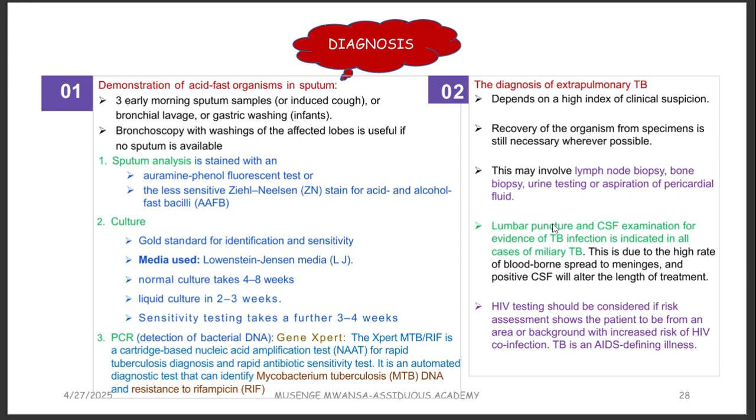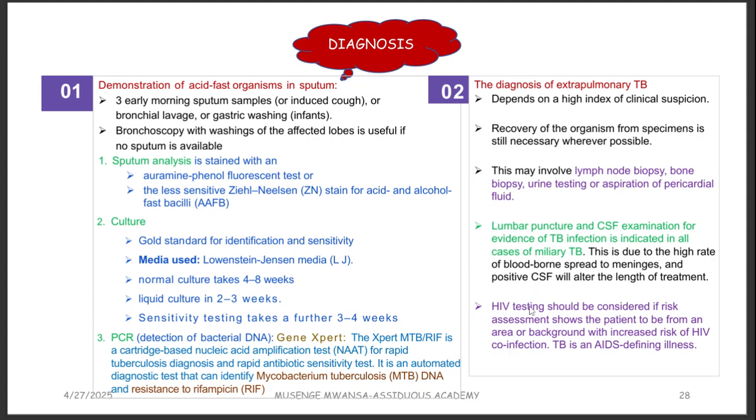A lumbar puncture should be done in all forms of miliary TB. Miliary TB is where the infection has spread throughout the body. Someone has got features of miliary TB, like involvement of different parts of the body, and we suspect this is TB, always do a lumbar puncture.